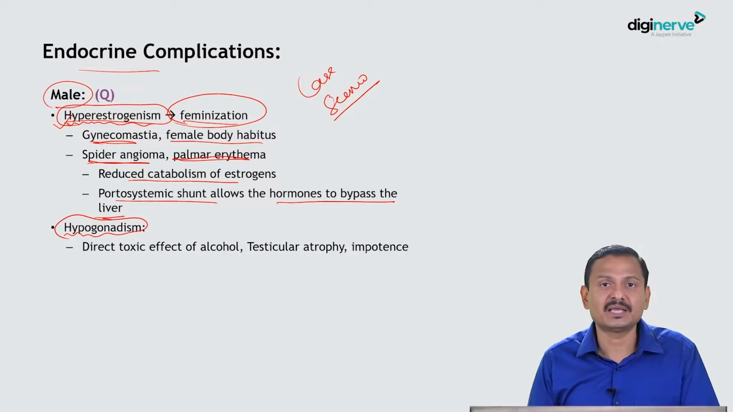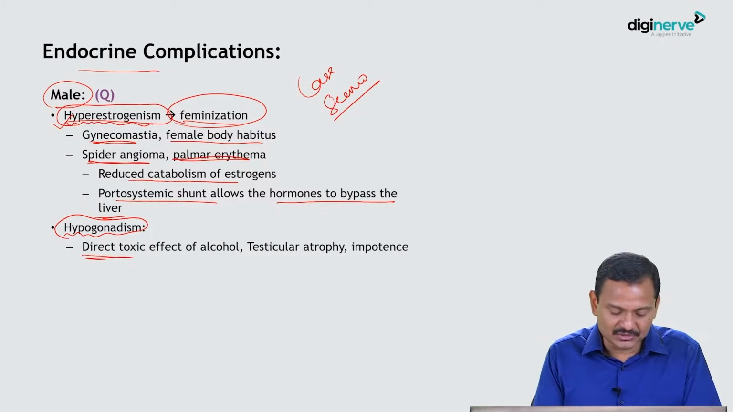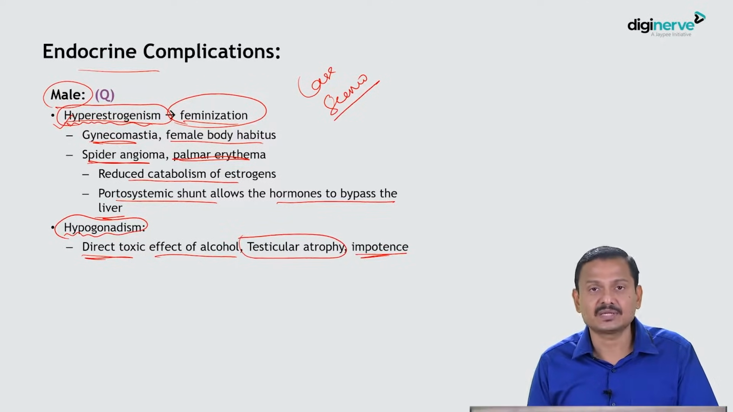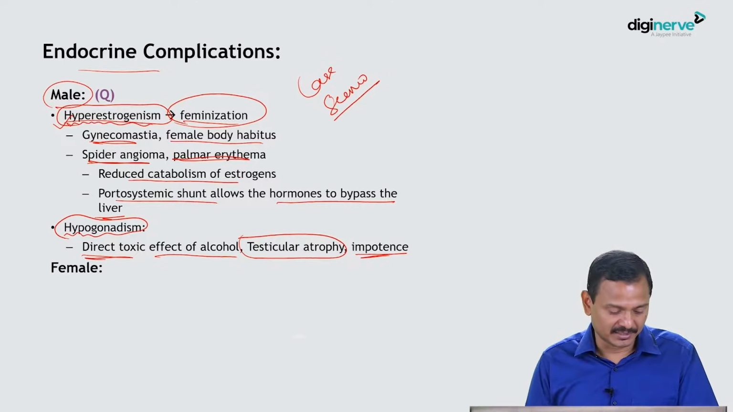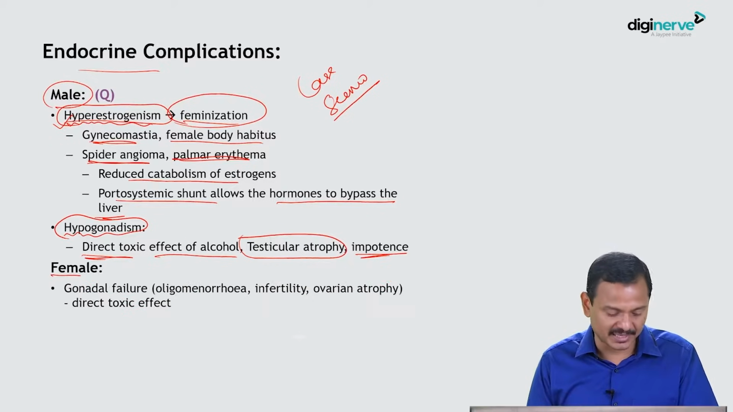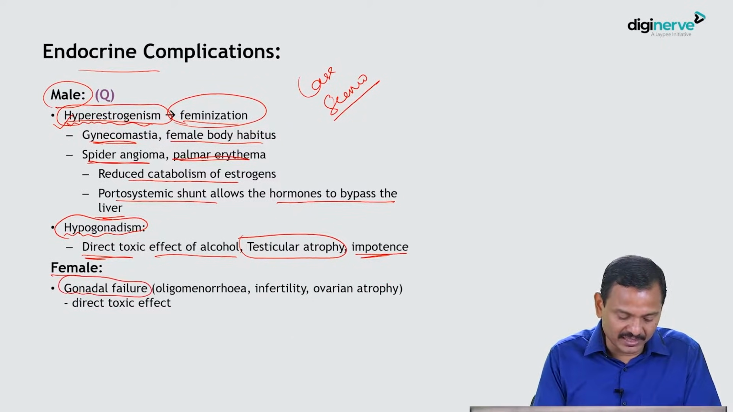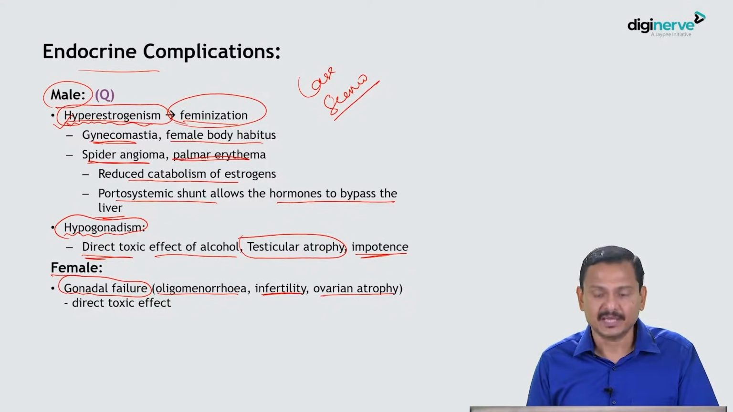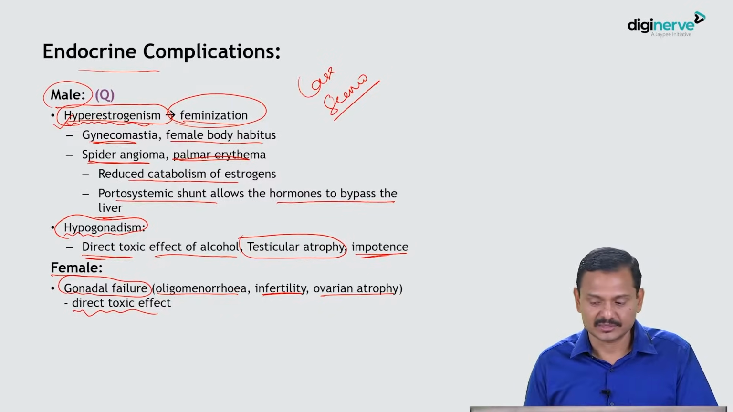Then there can also be hypogonadism, and that can be because of the direct toxic effect of alcohol as well as testicular atrophy, and this will lead to impotence in males. When we talk about females, excessive estrogen effects will not be there that much, but they can also have gonadal failure leading to oligomenorrhea, infertility as well as ovarian atrophy, and all these are because of the direct toxic effect of alcohol on these organs. Okay. With that, we have completed our discussion on alcoholic liver disease and cirrhosis.